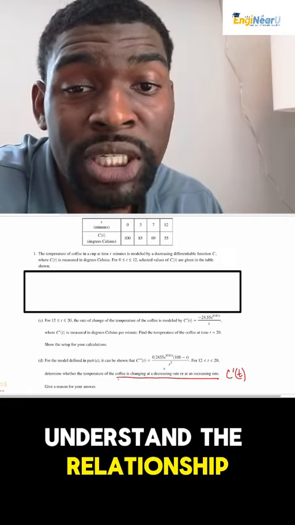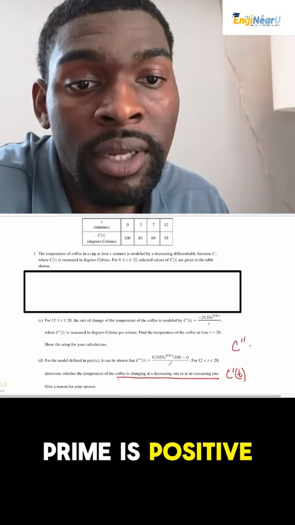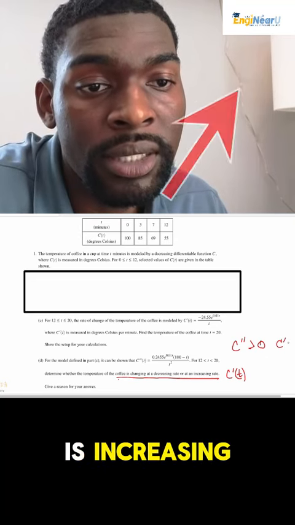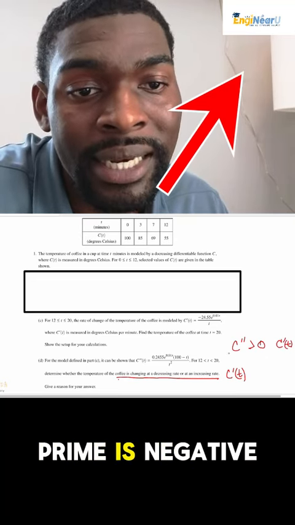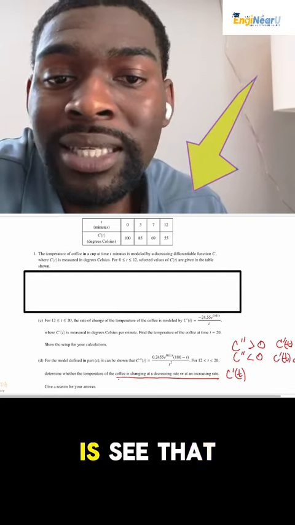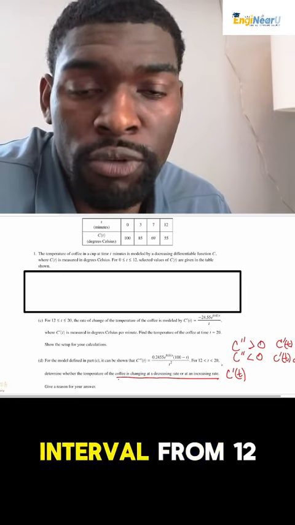And if we understand the relationship between C prime and C double prime, we know that when C double prime is positive, that means that C prime is increasing. And then when C double prime is negative, that means C prime of T is decreasing. So all we need to do is see: is this thing right here increasing on the interval from 12 to 20, or is it decreasing on the interval from 12 to 20?